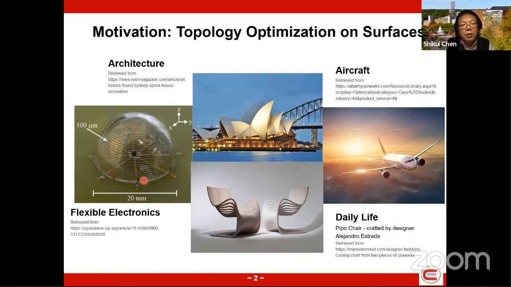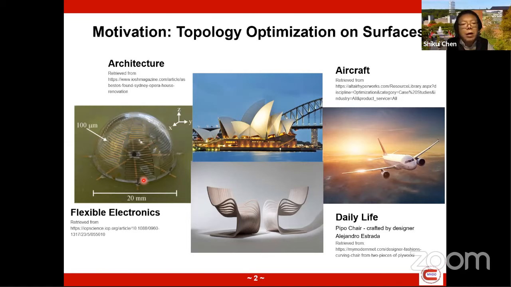When the surface can be flattened to a plane structure without stretching, which we call a developable surface, we can still do it. But when it's an undevelopable surface, that means we cannot flatten the surface directly without stretching it. In that case, it's very hard to apply the level set approach directly.